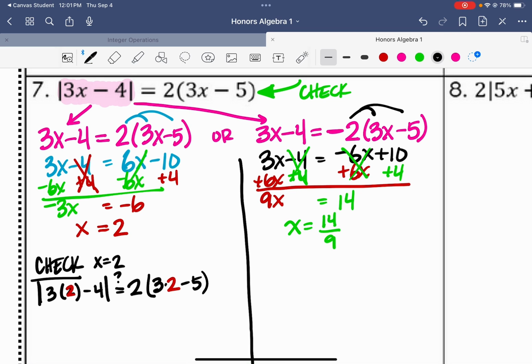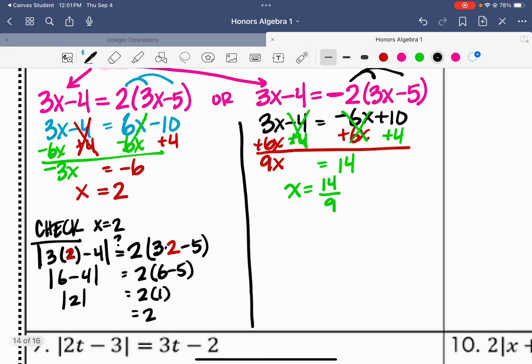Minus 5. So this right side is 2 times 6 minus 5. That's 2 times 1, which is 2. So we'll see if the other side equals 2. The absolute value of 6 minus 4 is the absolute value of 2. The absolute value of 2 is 2. So 2 is actually one of our solutions. So this one checks out. 2 does equal 2. All right, 14 ninths.